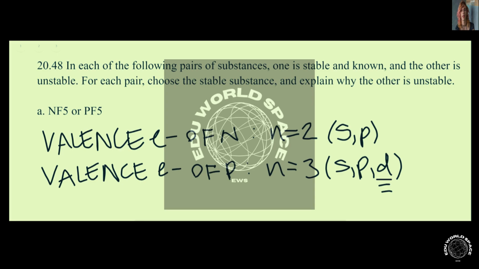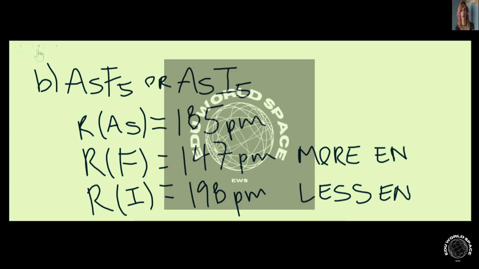So because of that, phosphorus is able to accommodate more electrons around it than nitrogen is. So PF5 is the stable compound, while NF5 is the unstable compound in this case.